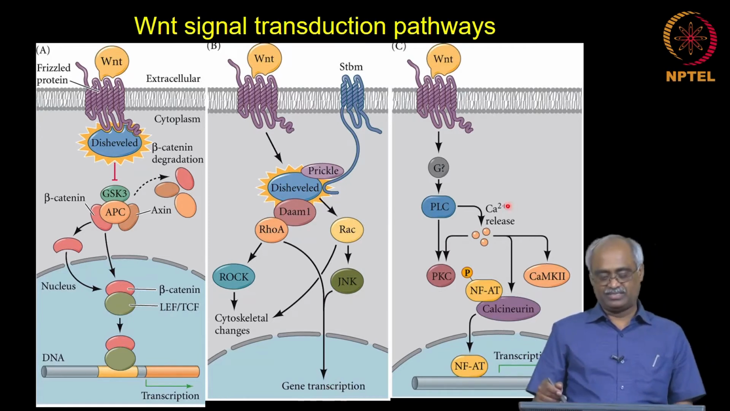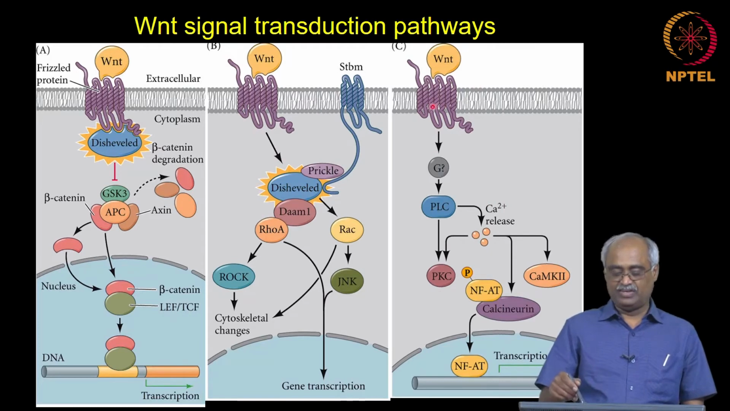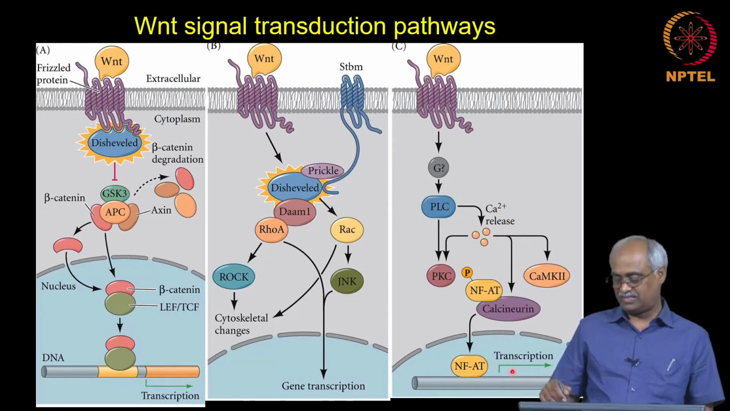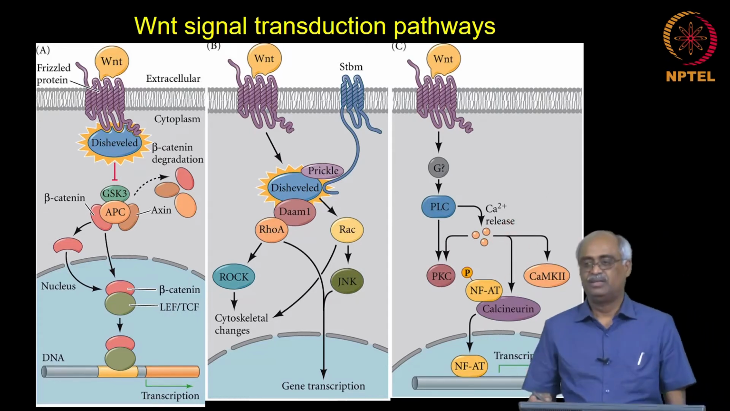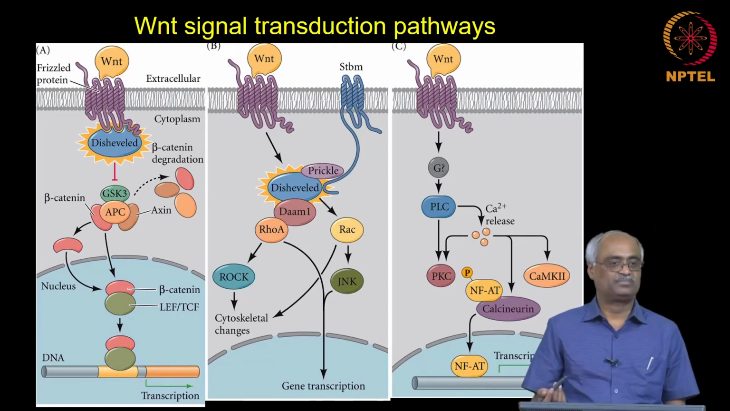And a third version is branching even earlier than Disheveled, so to an unknown protein which transduces, that is going to activate a phospholipase C, and that is going to cause calcium release from ER, and that is going to have transcription activation based on calcium mediated signal transduction. Okay. So these are three different versions by which Wnt signaling works.